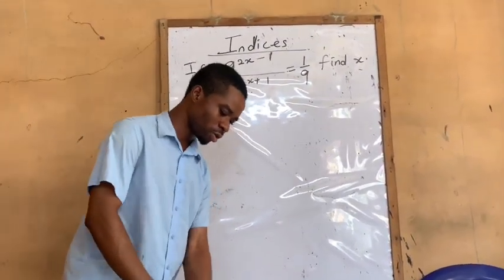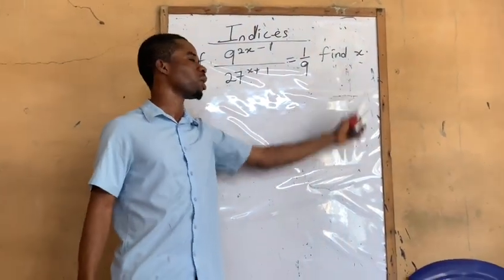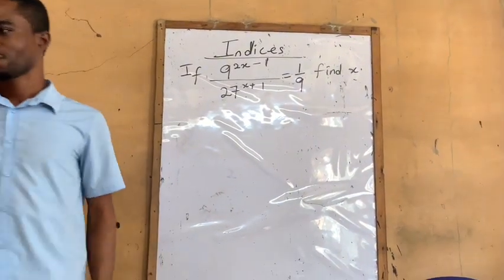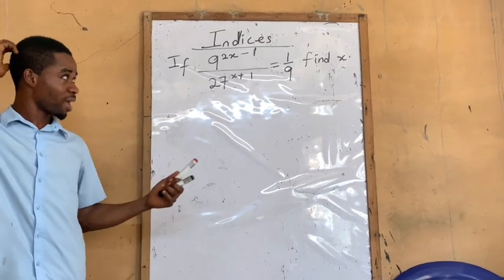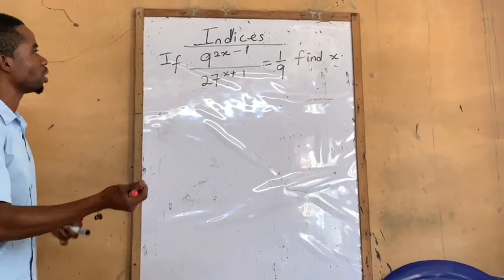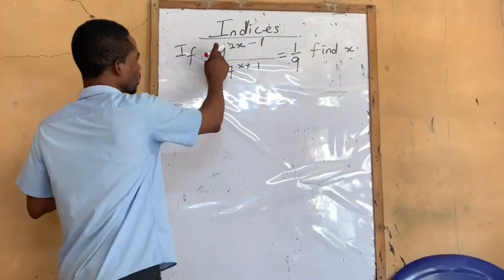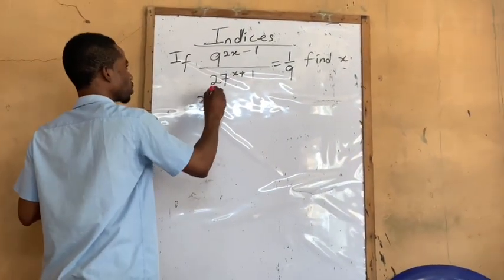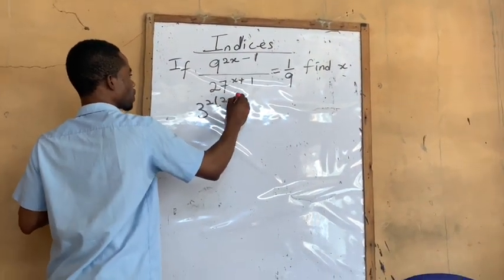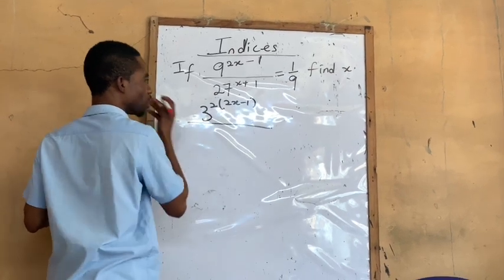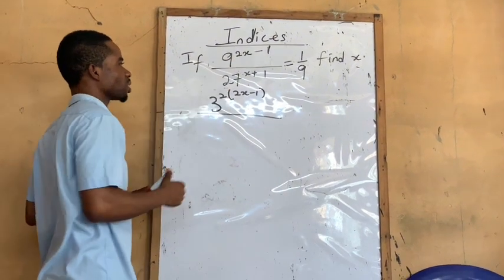Okay, this is number one we're going to solve today. When you have this kind of indices and we are told to find x, what will you do? Number one, turn this 9 to index form. What is the index form of 9? It is 3 raised to power 2. And because of this, 2x minus 1, put it in the bracket: 2x minus 1 all over. Turn this one also to index form. And since you know that this is 3 raised to power 2, this is 3 raised to power 3.